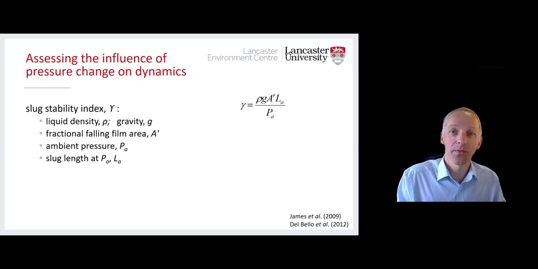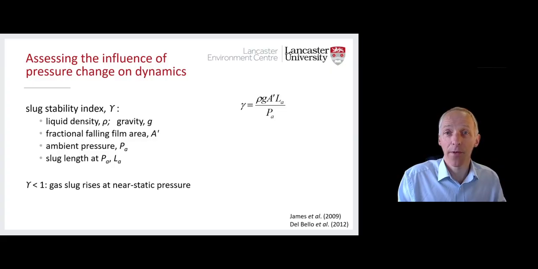Gamma incorporates the terms that we've seen previously are likely to be important: surface or ambient pressure, the anticipated slug length at ambient pressure, and liquid density. Now for gamma values of less than 1, a gas slug can theoretically rise to the liquid surface at near static pressure. This means that any dynamic overpressure within the slug is relatively small, and we'd expect a relatively low energy slug burst at the surface. Looking at the equation for gamma, this situation would occur for high ambient pressures, very small slugs, low density fluids, and for slugs surrounded by thin falling films.